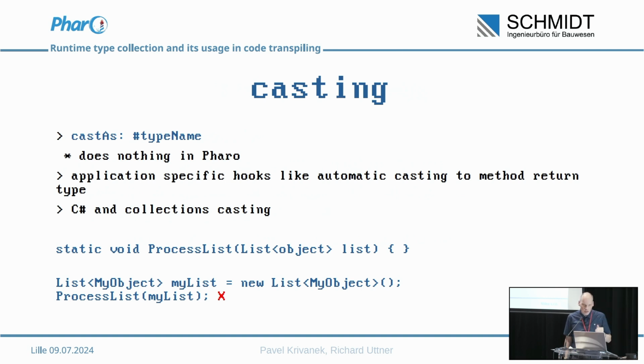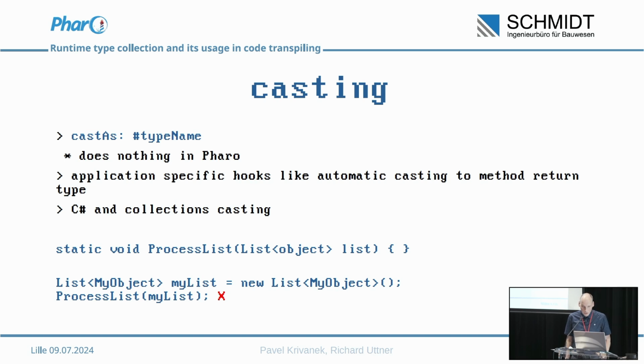Casting. Sometimes you need to adjust the types in the generated code. We have the message cast as, which does nothing in Pharo, but then it's transpiled to real casting in C#.